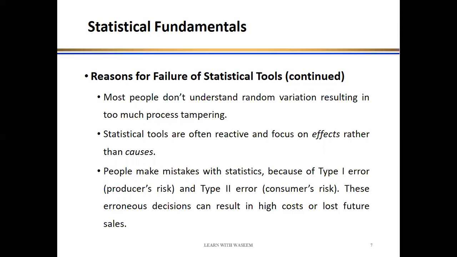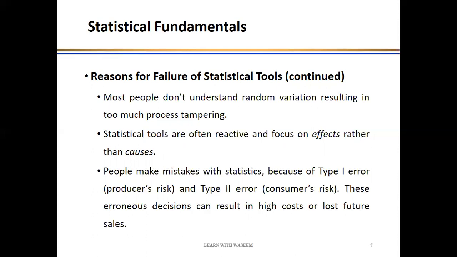So statistics are viewed as something to buttress an already held opinion. People don't understand random variation, resulting in too much process tampering. Random variation usually results in too much process tampering, and people don't understand that. Statistical tools often are reactive and focus on effects rather than the causes, as I have discussed in the previous slide.